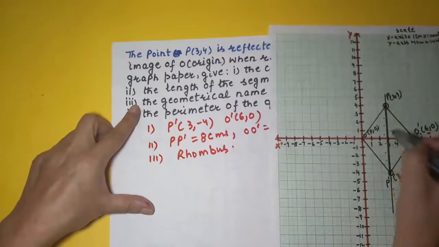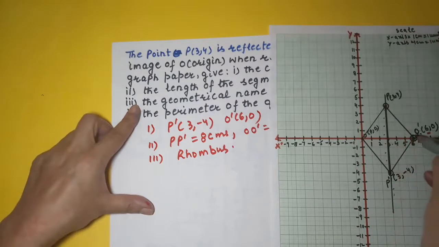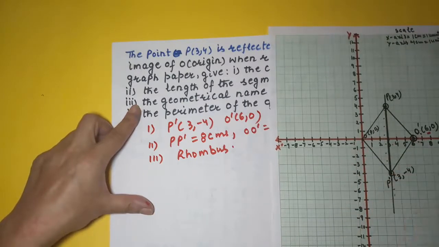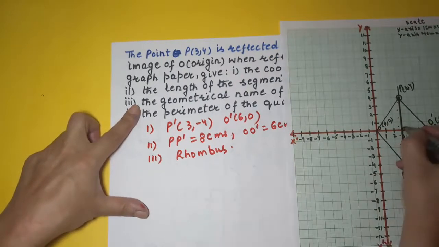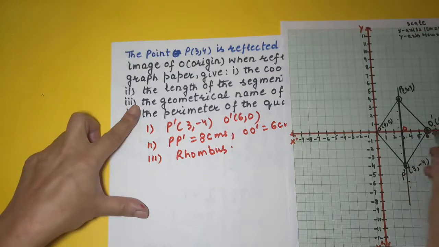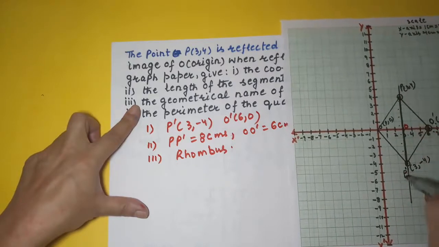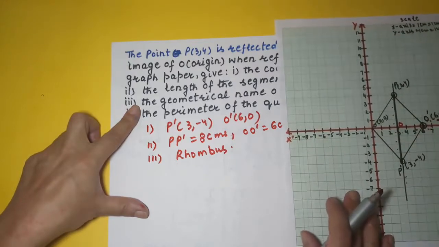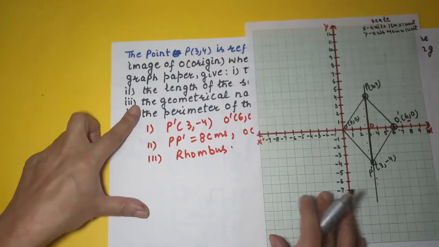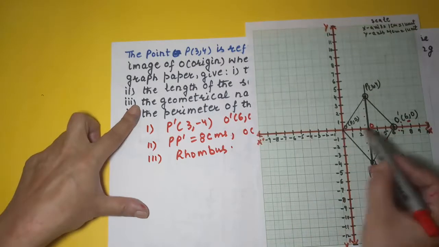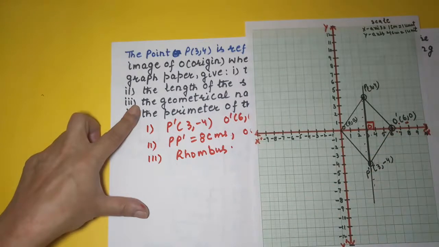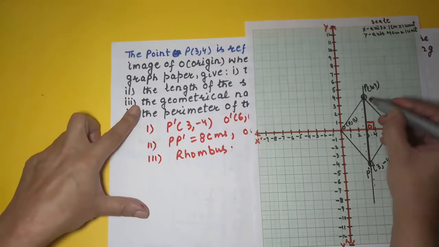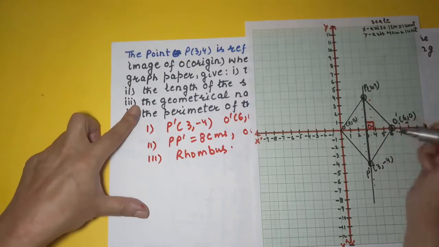We know these two lengths, right? This we don't know, and we are not going to actually measure it with the help of a ruler. We will find it geometrically. How? We know that these are the diagonals of the rhombus. P dash and O dash are the diagonals of the rhombus, and the diagonals of the rhombus bisect each other at 90 degrees. We know this length. How much is this? 1, 2, 3, 4, right?